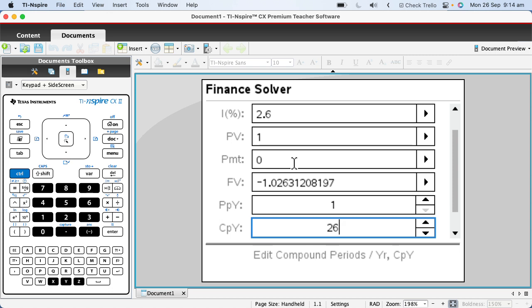Okay, so that's a really rough idea of how to use the financial solver, because I stuffed up the example I had. Does anyone have any questions on that?